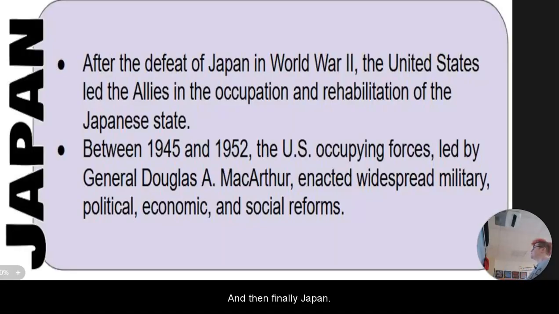And then finally, Japan. So after the defeat of Japan in World War II, the United States led the Allies in the occupation and rehabilitation of the Japanese state. Between 1945 and 1952, the United States occupying forces led by General Douglas A. MacArthur enacted widespread military, political, economic and social reforms. And Japan is finally convinced to surrender after the dropping of 2 atomic bombs.